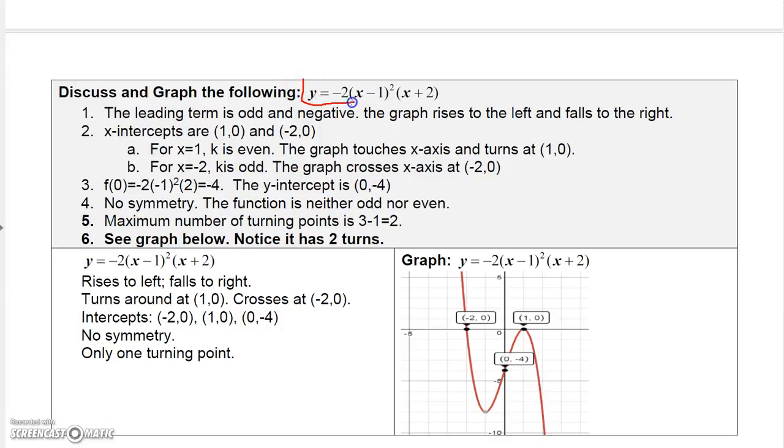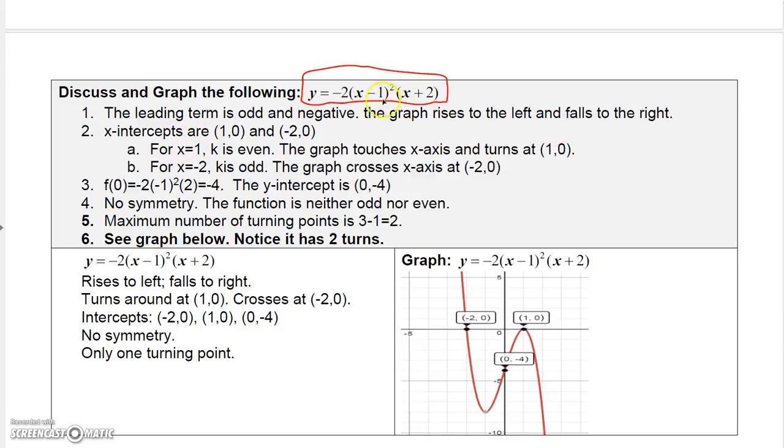Okay, so let's discuss the graph of this polynomial. Since this is a binomial squared, that'd be x squared, and then times this would give me x cubed. So I know the leading term has an odd exponent, and the leading term would be negative because of the negative 2. So since it's odd and negative, the graph must rise to the left and fall to the right.